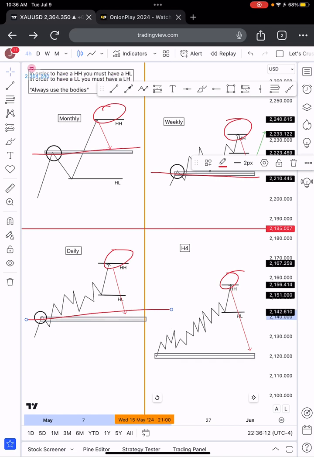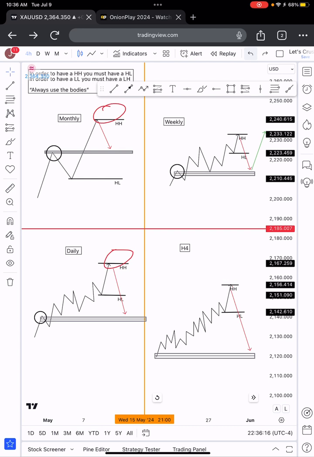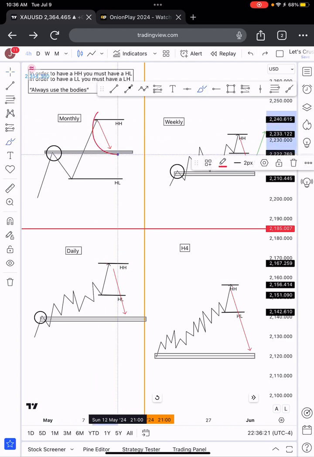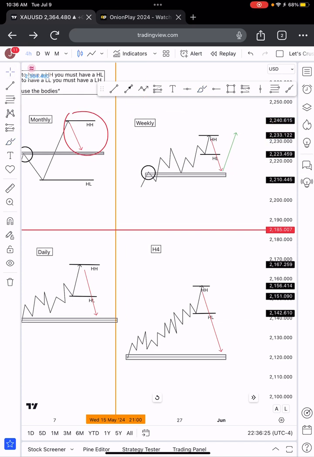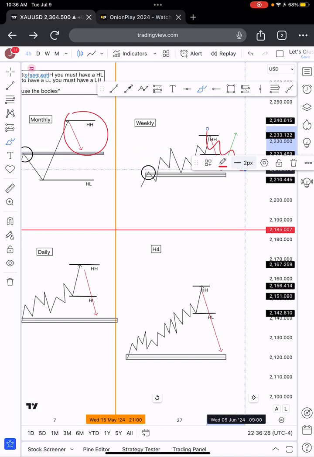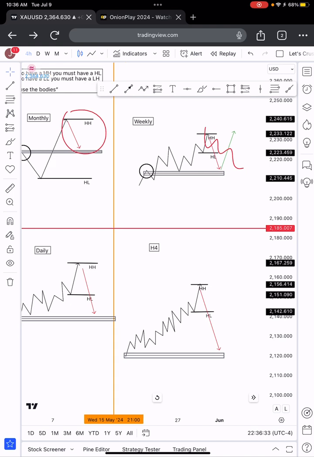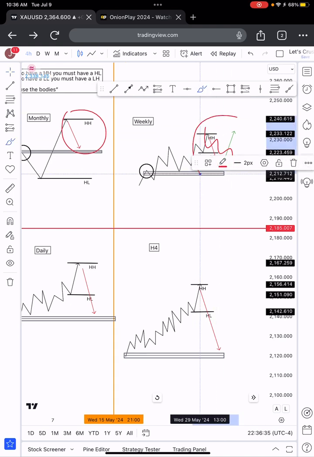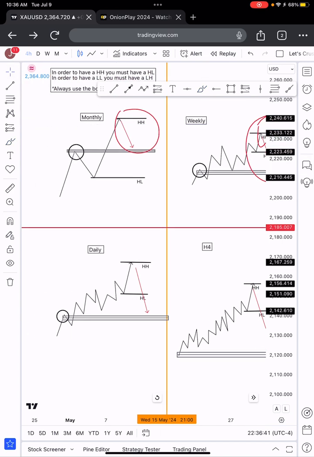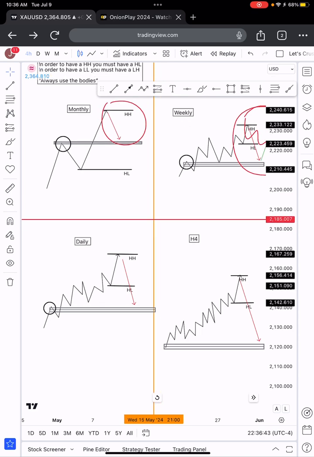And I'll show you that as an example. But what I'm trying to explain and make simple for you guys is that in order for the monthly to have a pullback, the weekly is going to go bearish, because it has to have that pullback. So you can't be confused if you're thinking, okay, now the trend is bearish. That's not really true, because you need to look at the bigger picture, and the bigger picture is it's a pullback on the monthly.